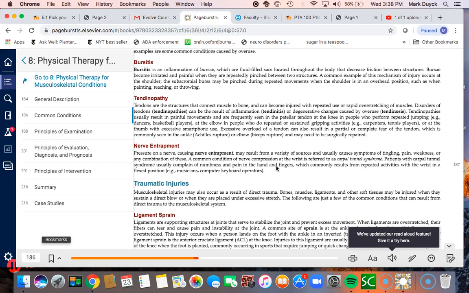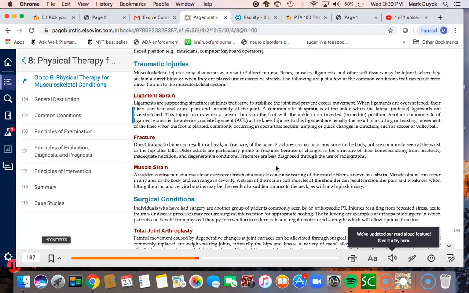Nerve entrapment, we'll get more into that as we get into winter term and spring term, but sometimes that referral of tingling, numbness can be a result of a nerve being pinched, such as in the low back, for example. Carpal tunnel syndrome, for example, is used by the author.